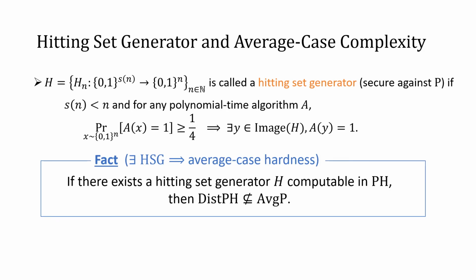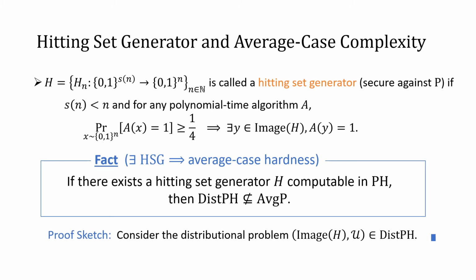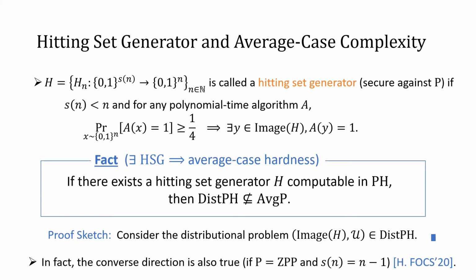Now, if we can construct such a secure hitting set generator, and let's say the hitting set generator is computable in PH, then we can construct an average case hard problem in PH. This can be shown as follows. We just take the distributional problem of testing membership in the image of H under the uniform distribution. Clearly, the image of H is a problem in PH, so this defines an average case hard problem. So, in order to present an average case hard problem, we can construct a hitting set generator. In fact, in my subsequent work, I was able to prove the converse of this fact. So this is a quite general approach for showing average case hardness of PH.